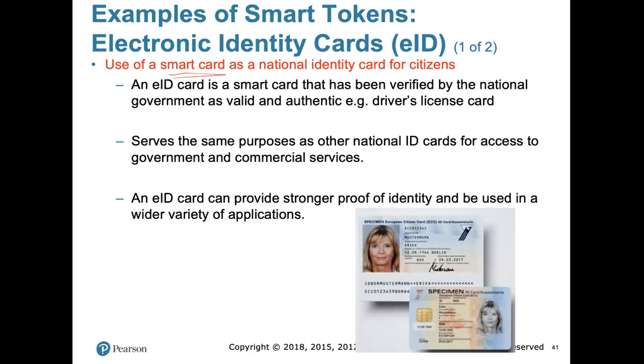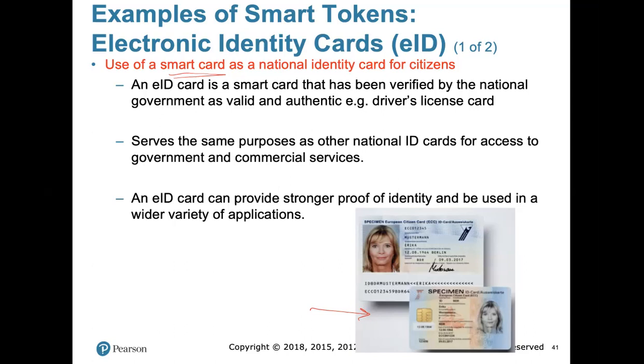But the basic difference between this type of smart card, that you see one example of here, and a regular or normal smart card is that they're mainly used by government and official agencies in order to do authentication. So we define an EID card as a smart card that has been verified by the national government as a valid and authentic way to authenticate individuals and citizens.